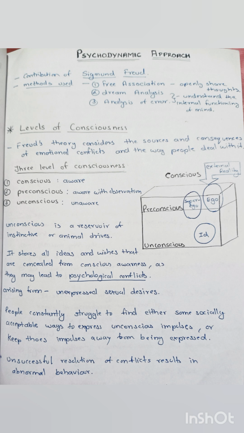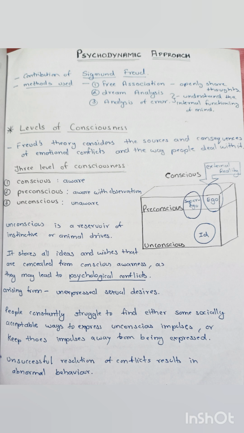According to Sigmund Freud, there are generally three levels of consciousness present in a human brain. The first one is the conscious brain, which is completely aware. The second one is the preconscious brain, which is aware with observation. The third one is the unconscious brain, which is unaware but is the major reservoir for instinct or animal drives.